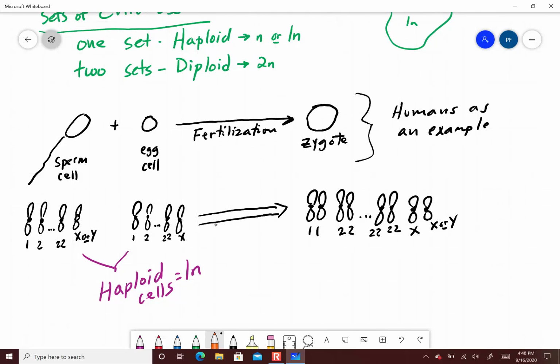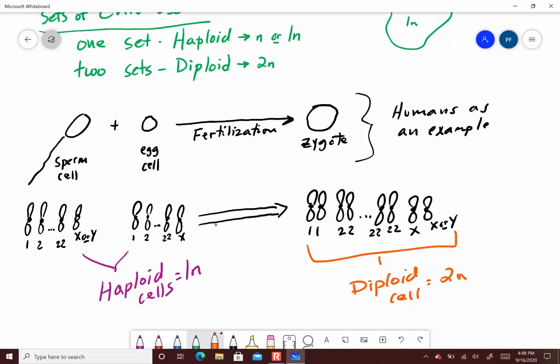Okay, and that cell then, this zygote, has two sets, right? It's got two of everything. Two ones, two twos, two threes, two 22s, two sex chromosomes. That's a diploid cell. All right, so that's kind of a real life example using humans as the number of chromosomes and haploid, diploid stuff.